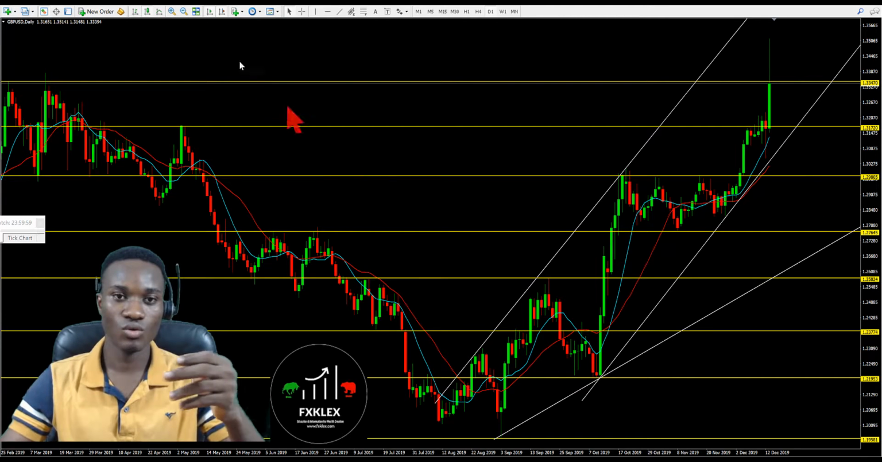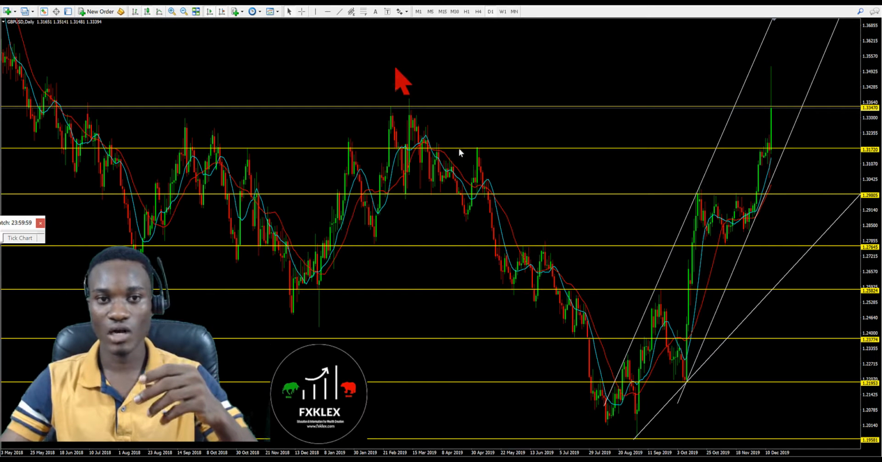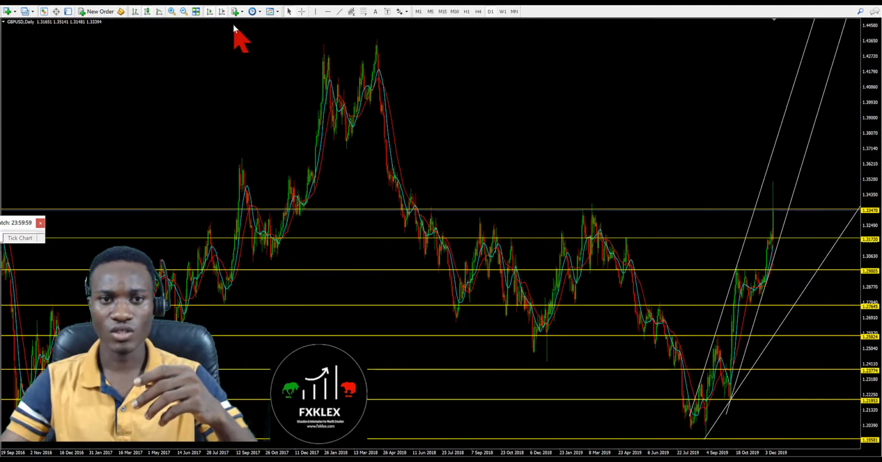Over the past years, right from the beginning of 2019, we can see price has been moving downward, and in the long-term trend we can see GBP has been falling from this region right here downwards.